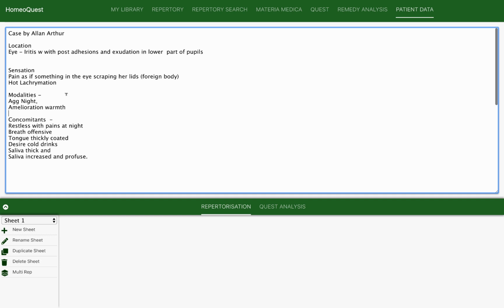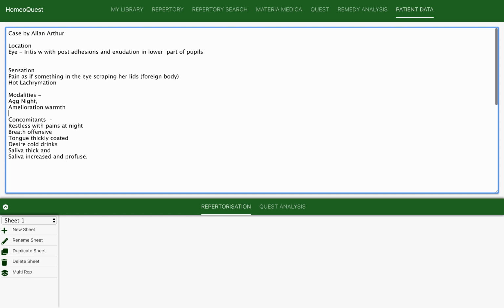We have a sensation. She says that it's a pain as if something in the eye is scraping her lids like a foreign body or something. Then there is hot lacrimation. We have some peculiar modalities. It's aggravated at night and better by warmth. And then we have some really good concomitants that are general, running through the case, and that's why it's at stage 3. So we have restlessness with pain in the night. We have offensive breath. We have a tongue that's thickly coated. We have desire for cold drinks, thick saliva, and increased and profuse saliva as well.